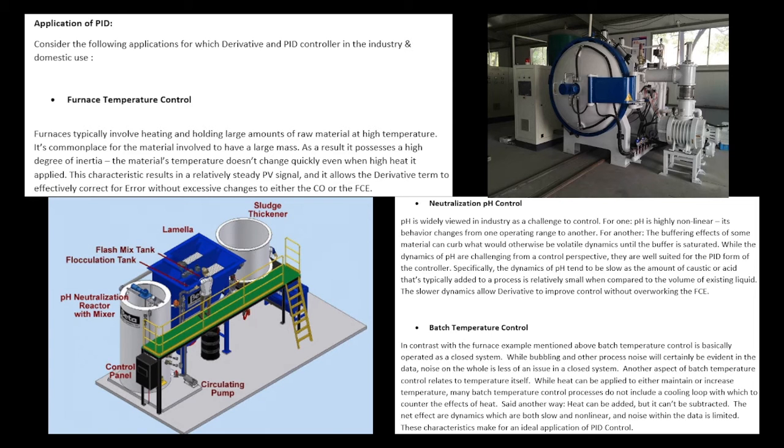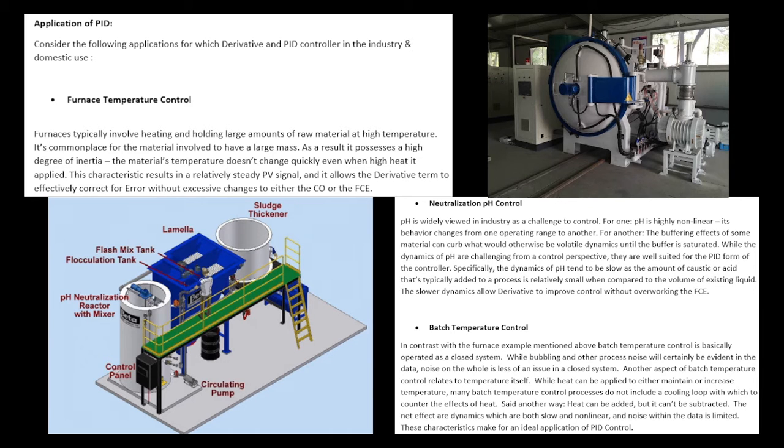For the second example, the neutralization pH control. pH is widely viewed in industry as a challenge to control. For one, pH is highly nonlinear; its behavior changes from one operating range to another. For another, the buffering effect of some materials can cut what would otherwise be volatile dynamics until the buffer is saturated. While the dynamics of pH are challenging from a control perspective, they are well suited for the PID form of the controller.